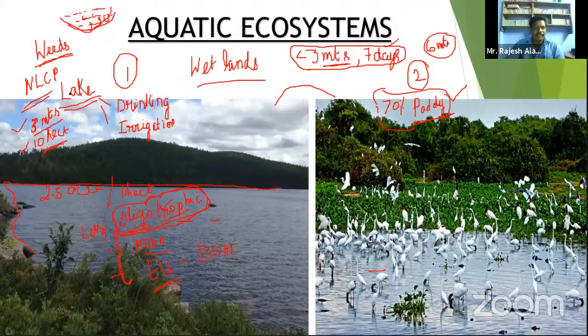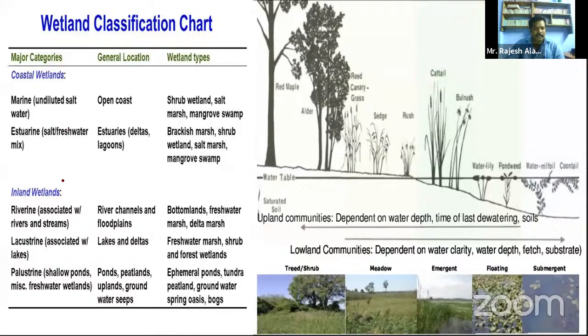You see here, wetlands may be marine, estuarine, riverine, lacustrine, that is associated with lakes, or palustrine, that is associated with fresh water. Anything it may be, sir.